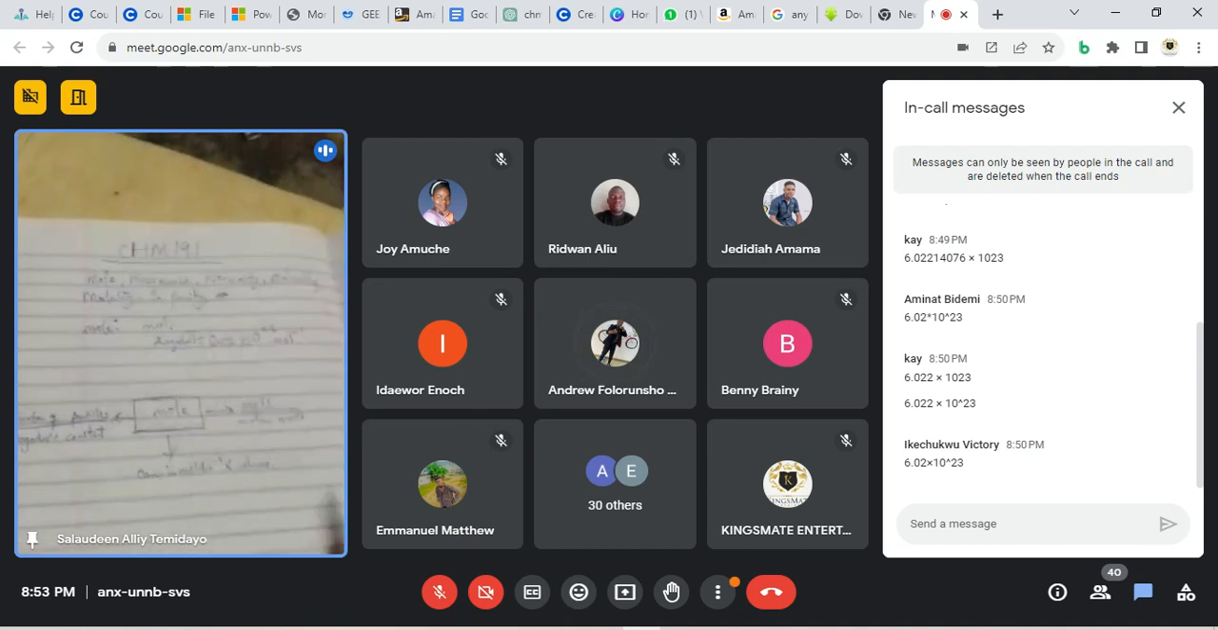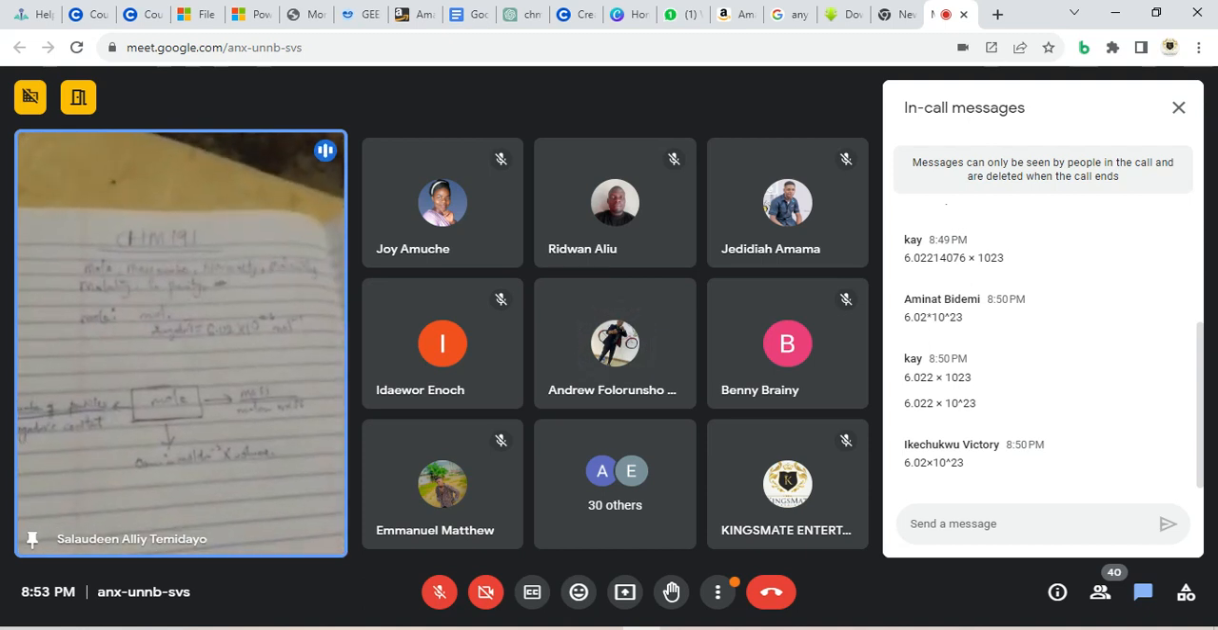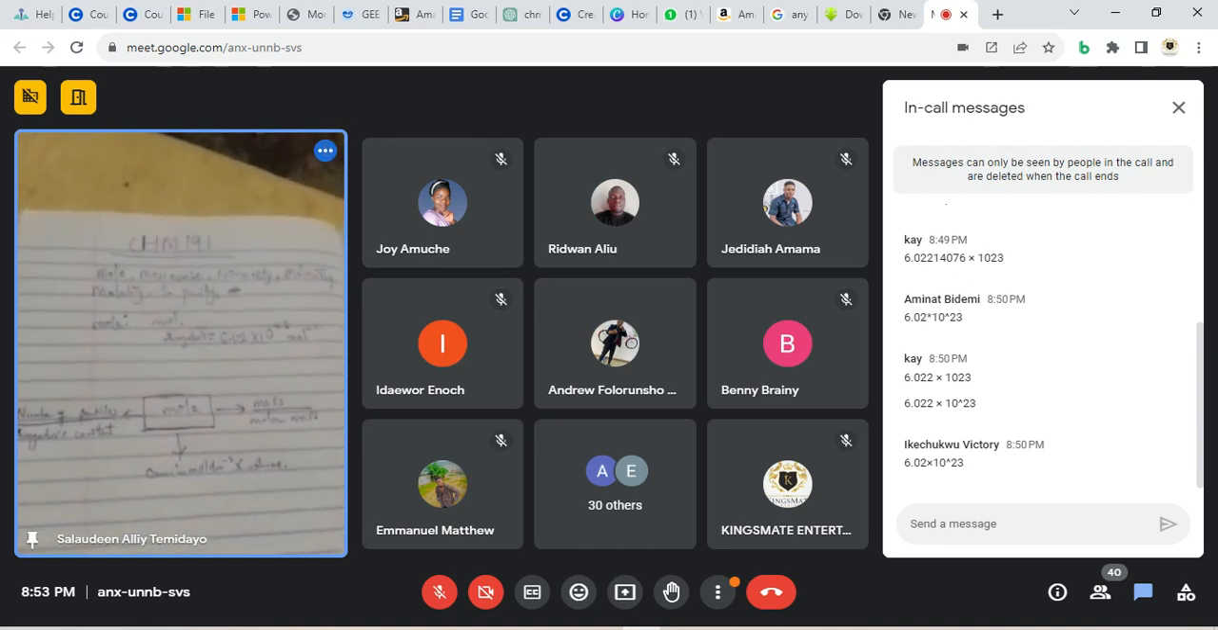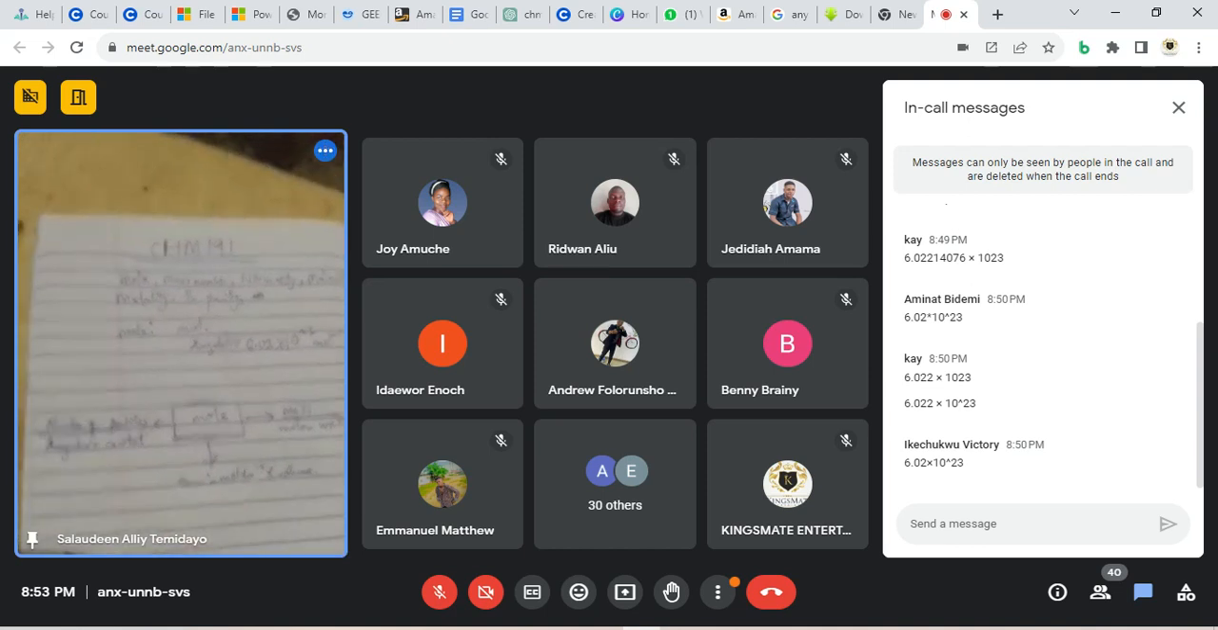When we say mass number, we call it atomic mass too. It is the sum of the number of protons and the number of neutrons present in an atom. So I'm going to define these things. I'm going to define them.